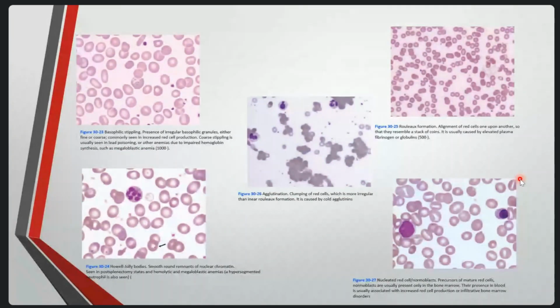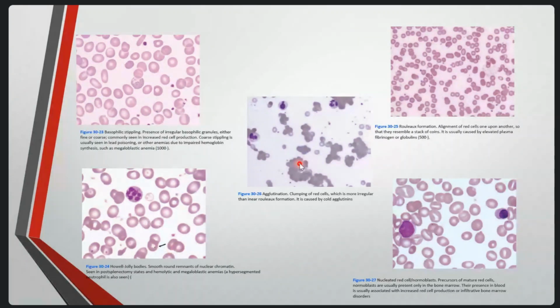Other artifacts that can be seen in the red blood cells are the basophilic stippling, and here also the Howell-Jolly bodies, which are remnants of nuclear chromatin in post-splenectomy, hemolytic, and megaloblastic anemias.